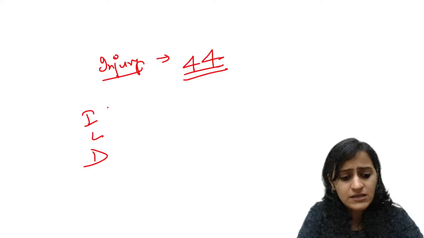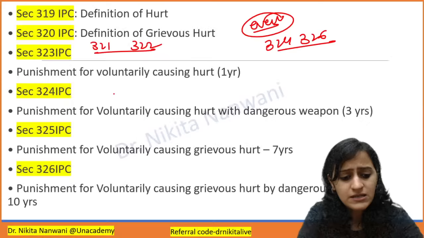What is the IPC for injury, not for hurt? What is the IPC for injury? That is your 44. Very correct. That is 44. So remember ILD, that is like your interstitial lung disease. You have 44, 45 and 46. Injury, life and death. Okay, injury, life and death. That is 44, 45 and 46.